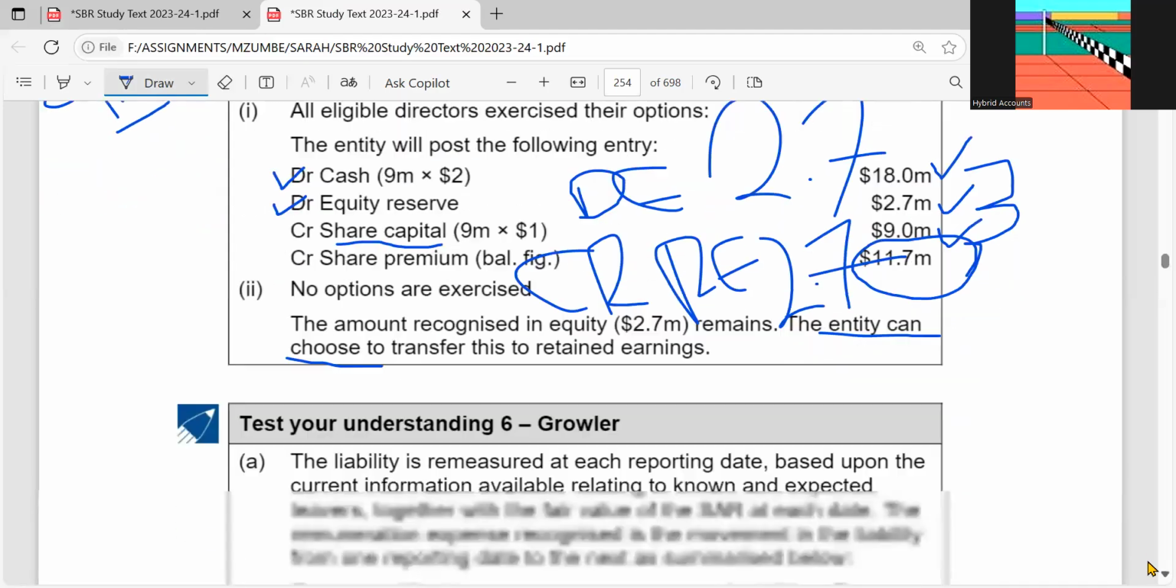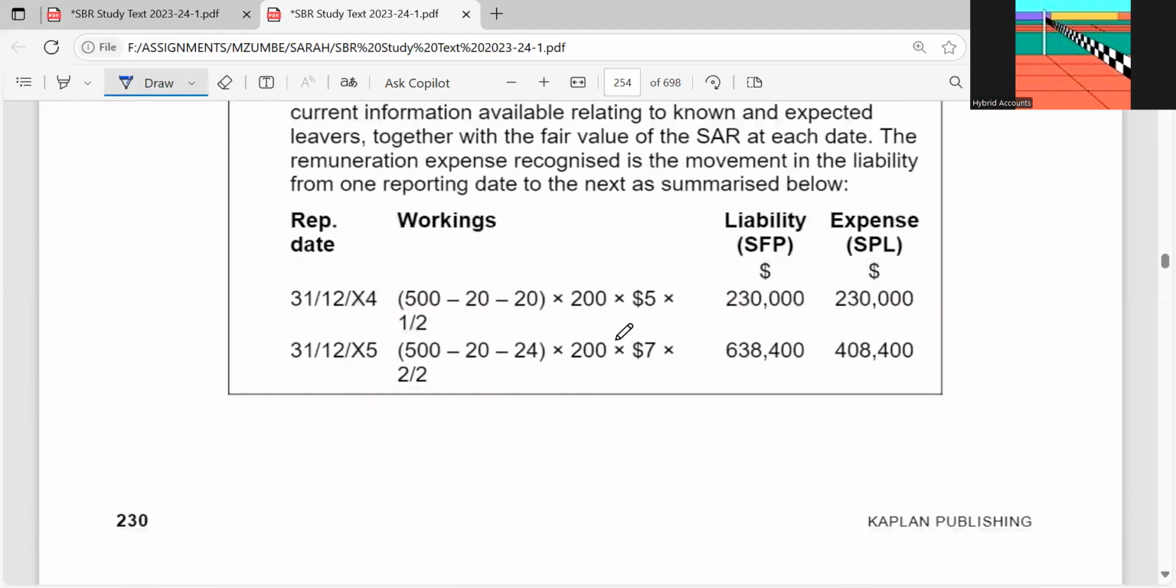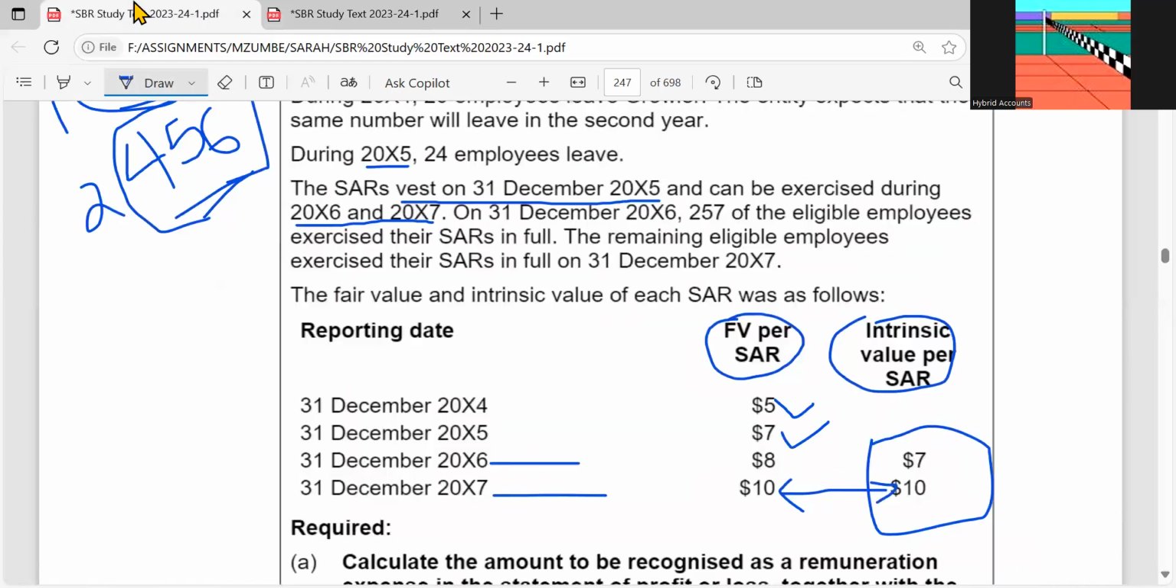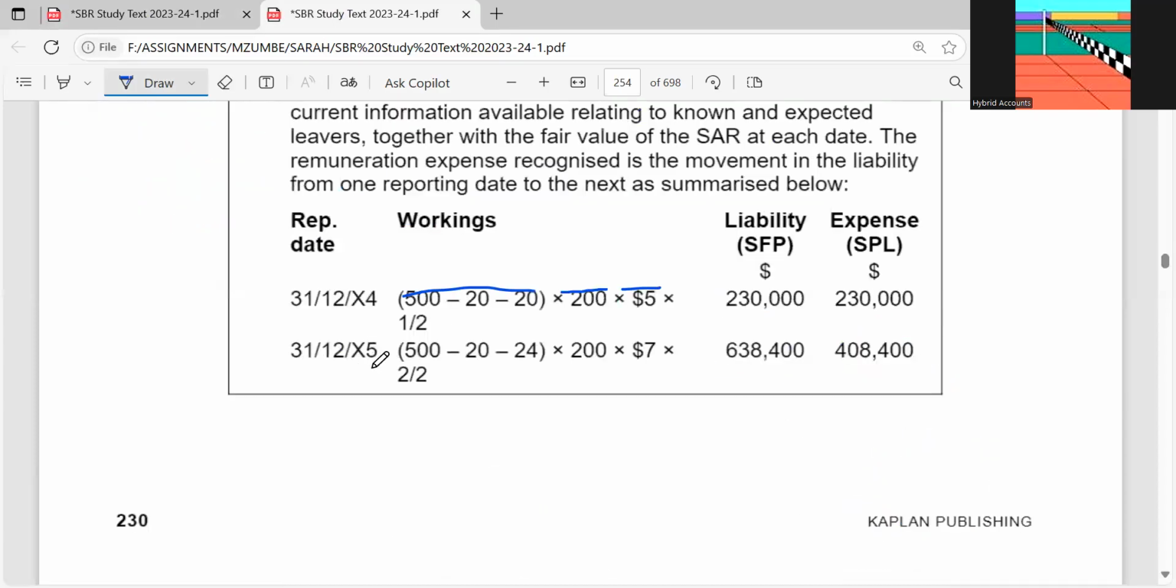Okay, let's go and see the solution here. You can see, right? 500 minus 20 minus 20, which is 460, as I told you. Total employees, you multiply by the rights per employee, and then you multiply by the fair value of the option at the end of the year, which is 5. So for the second year, you multiply by 7, right? For the second year, 500 minus 20 minus 24, which is 456, as I showed you, times the share appreciation rights per employee, times the fair value per share appreciation right. Then you time apportion. Remember to time apportion like I told you.